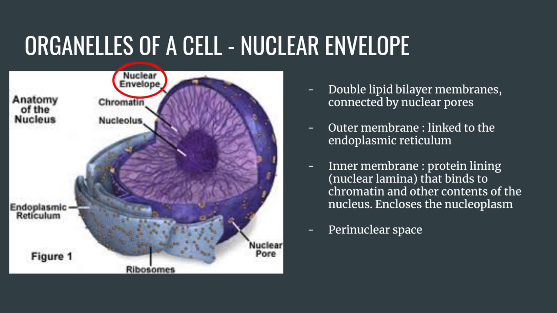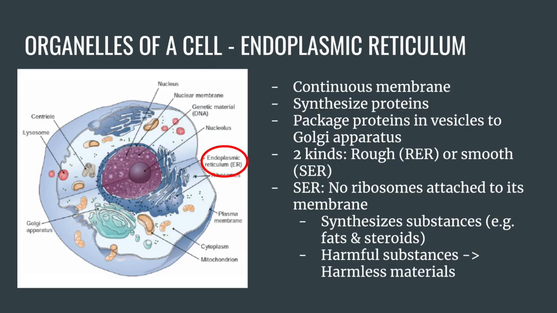It also encloses the nucleoplasm. The space between the two membranes is known as the perinuclear space. The endoplasmic reticulum, ER for short, is a type of organelle that forms an interconnected network of flattened, membrane-enclosed sacs or tube-like structures known as cisternae. The membranes of the ER are continuous with the outer nuclear membrane.